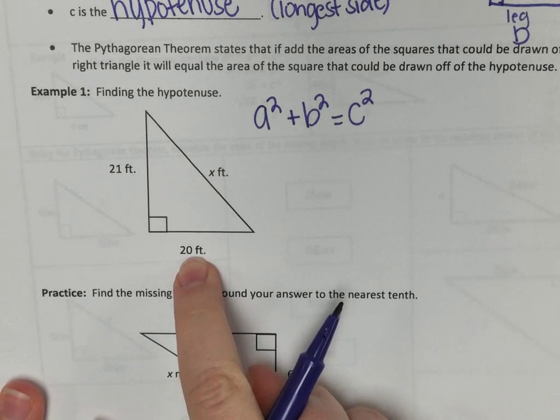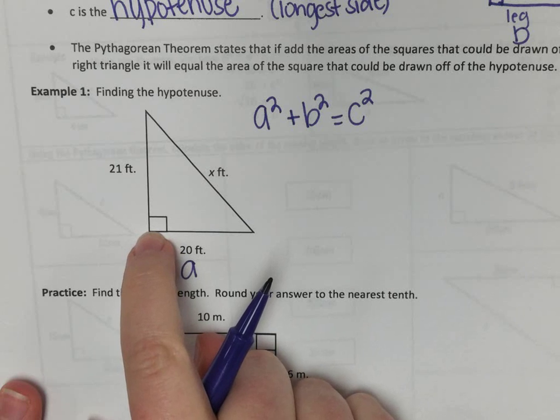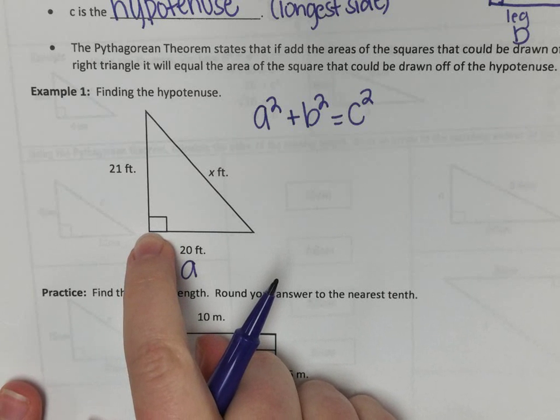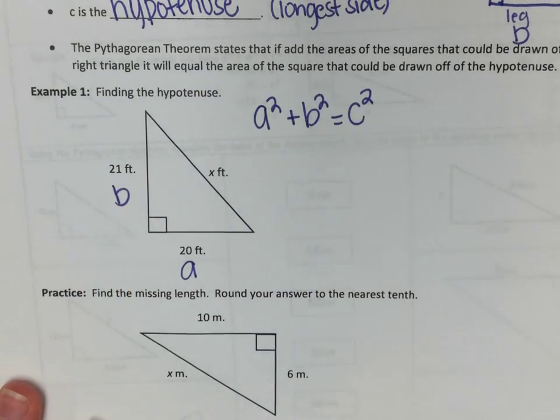20 can be A. Why can 20 be A? Because it's a leg. That's exactly right. It's a leg. It's meeting here at the right angle. And what's the other leg going to be? B, which is which measure? 21. The 21. So this one's going to be B.